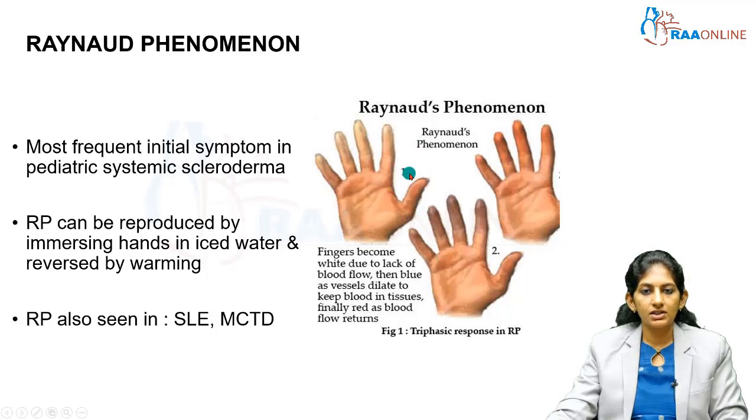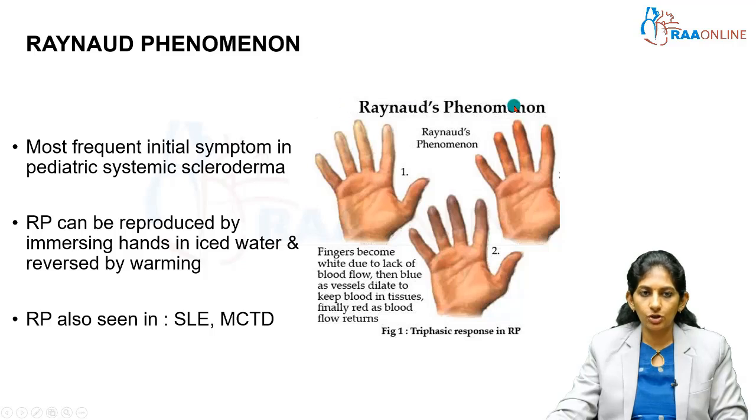So step number 1 is fingers will become white because of lack of blood flow, and then they become blue as the blood vessels dilate to keep the blood in the tissues. From white it turns into blue, and then as the blood flow returns, finally the fingers turn red.